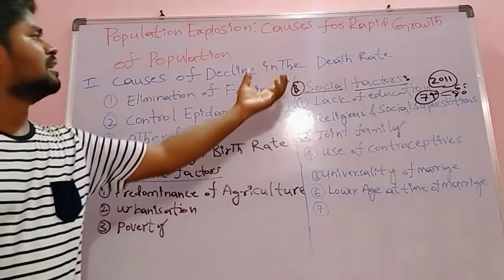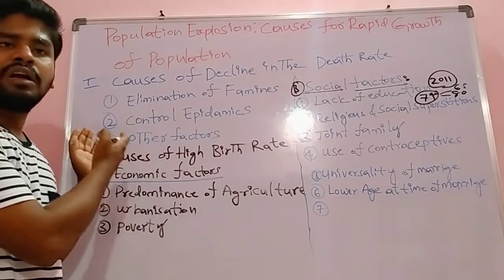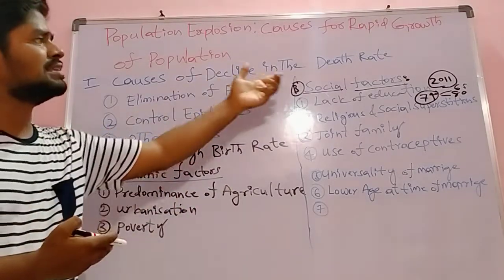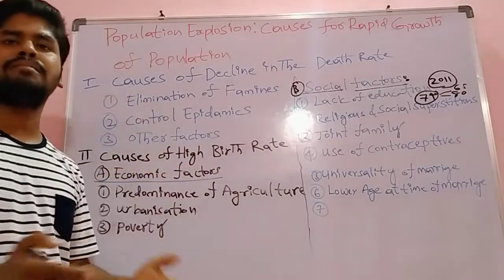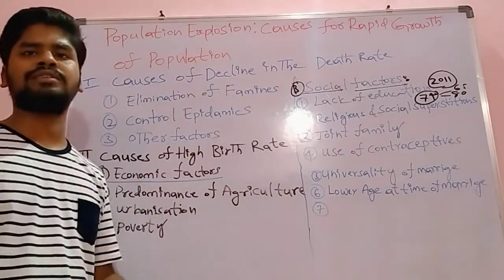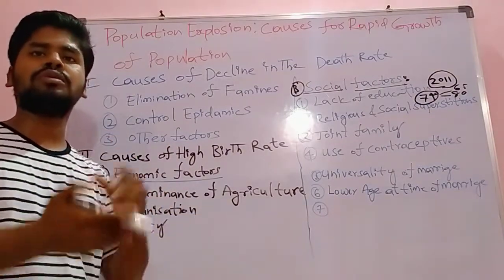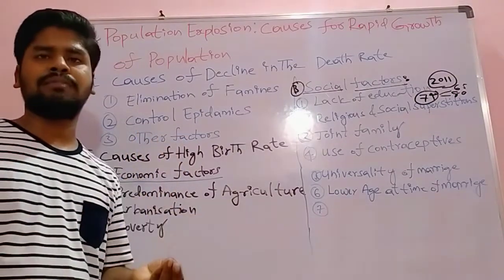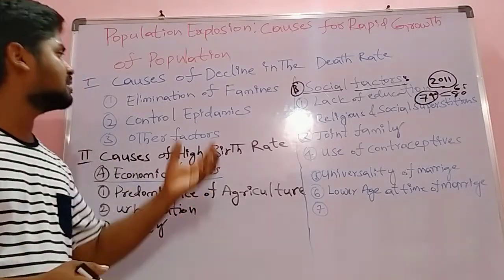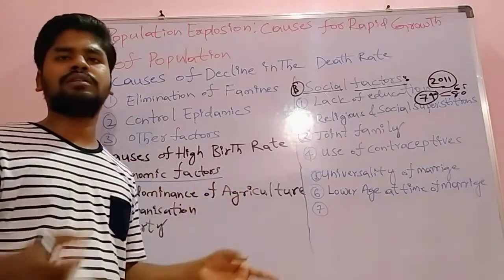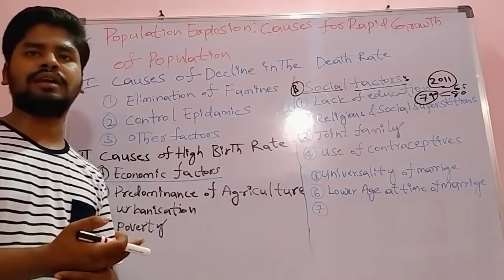At the same time, there are causes of a steady decrease in the death rate, causes like elimination of famines, complete elimination of famine. There is no food scarcity, there is no food problem. The government is giving the PDS system. Through the PDS system, we are giving the food supply, rice, wheat, whatever those things. The basics, they are able to get. The food problem is not there. So the death rate is falling. There is not at all any problem of food scarcity.